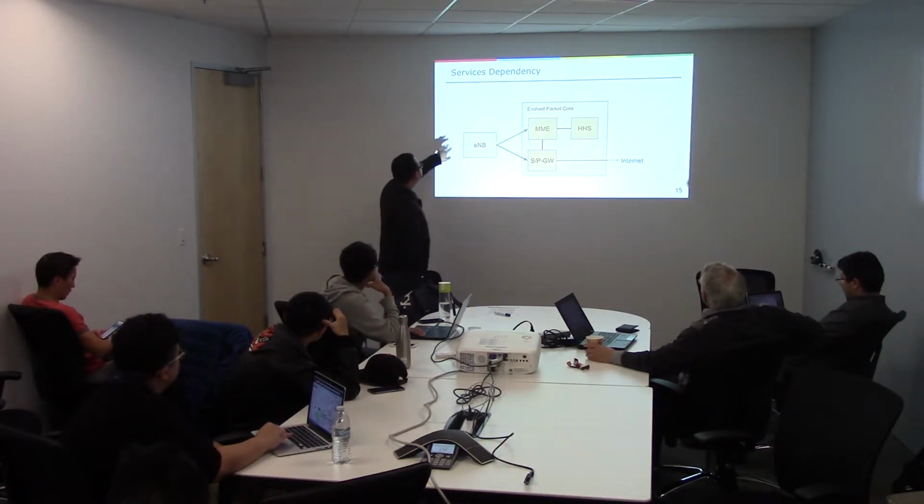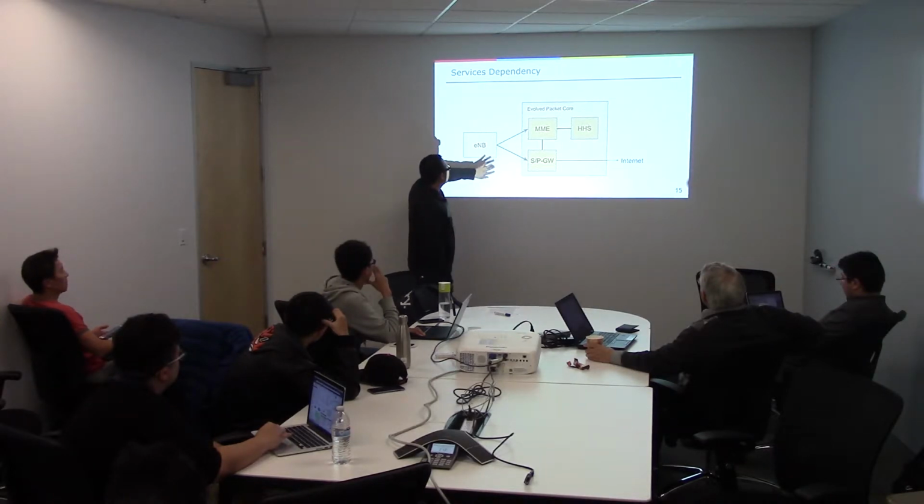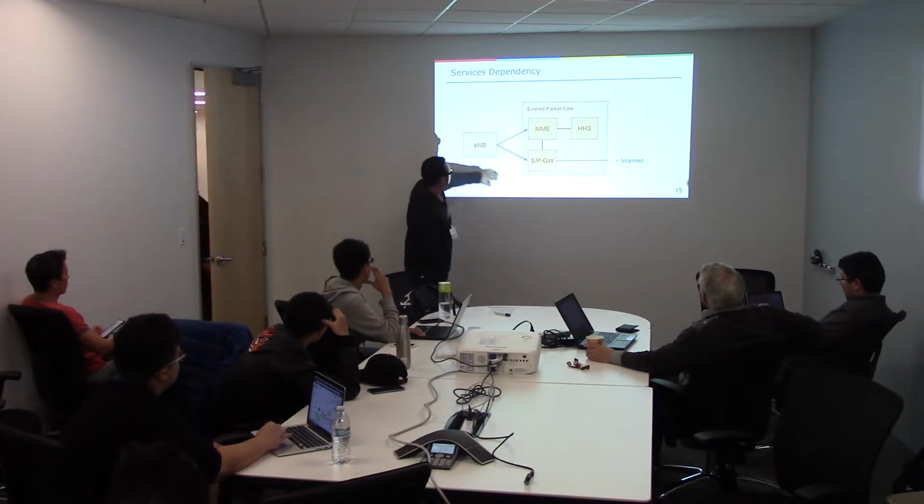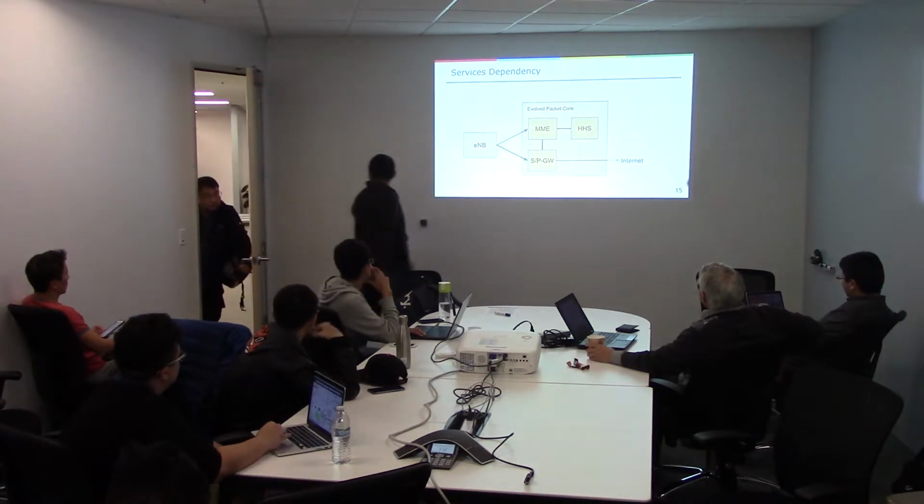This is just showing the service dependence. So the eNodeB is outside of the Core box server. It is an independent PC, and this one is in the Core box.